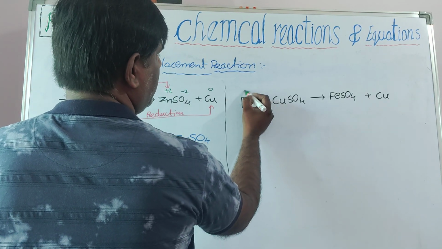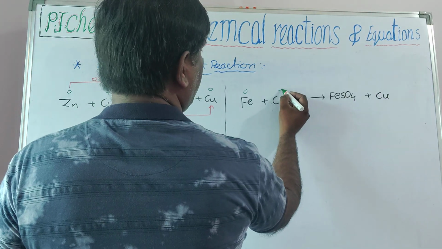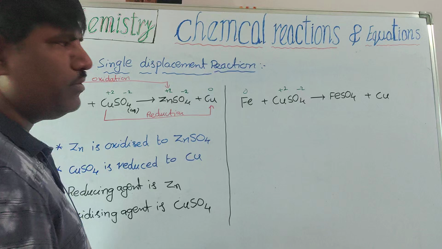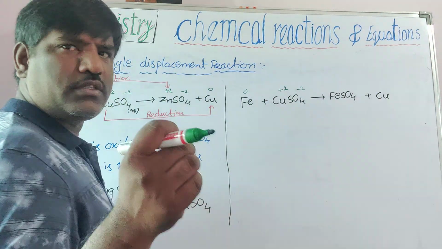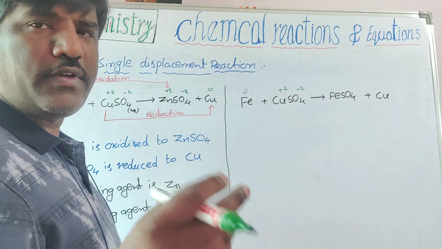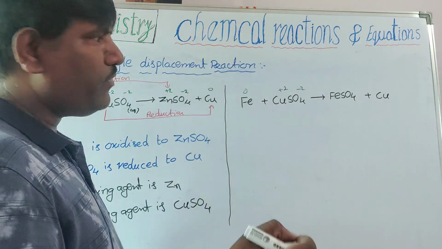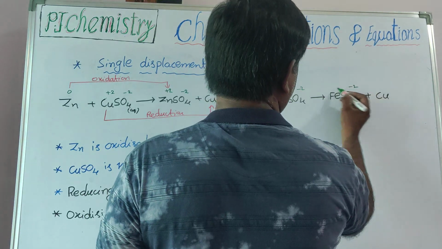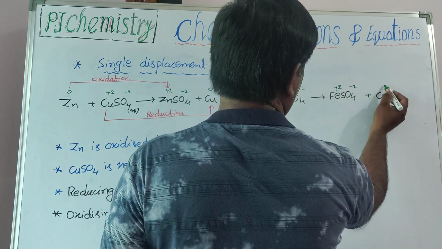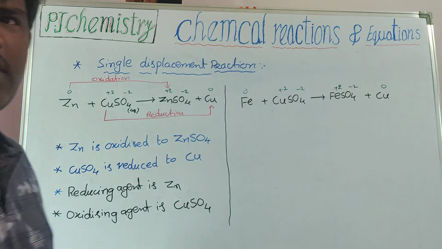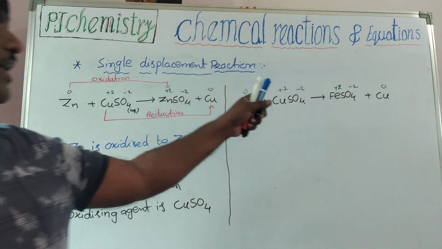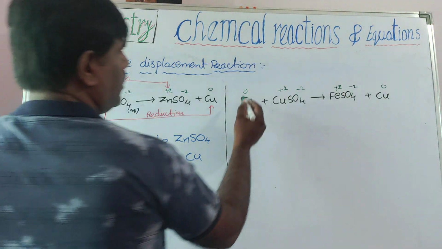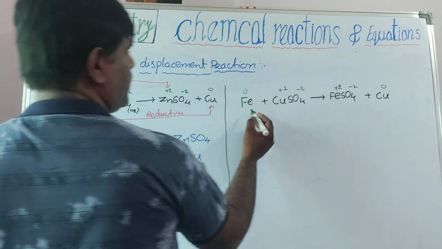Oxygen 0, copper +2, sulfate ion -2. Whatever we discussed in the starting video, 10th class, 13th video, will help you a lot here. Sulfate charge -2, iron +2, copper in elementary form 0. Once you finalize the oxidation numbers, it is very easy to say which is undergoing oxidation and which is undergoing reduction.